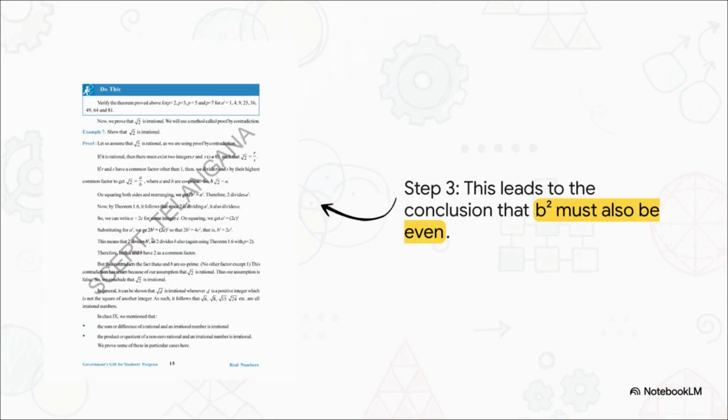Now, for the plot twist, we take our new definition for a, which is 2c, and we plug it back into our equation from the first step. And when you work through the math, you find something incredible. b squared must also be an even number. And of course, that means b itself has to be even too. And right here, this is the moment our whole case just falls apart.